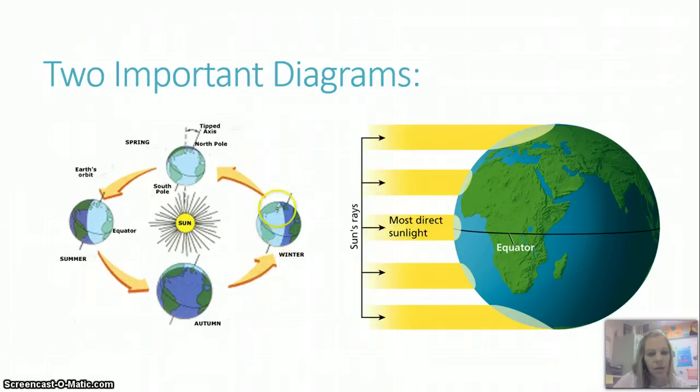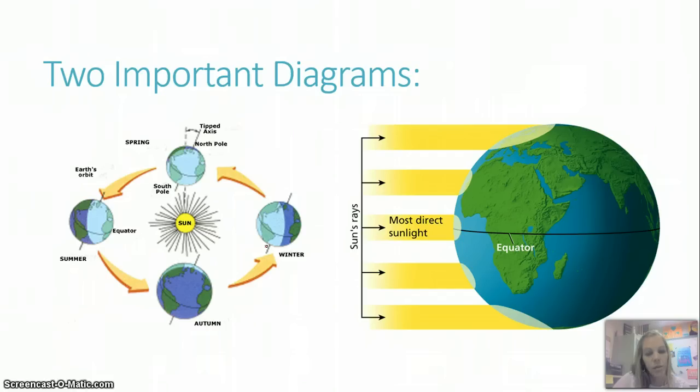And if you look at the tilt of Earth's axis, you can tell that the North Pole is tilted away from the sun. Therefore, as Earth spins right here, the North Pole each day is not going to get direct light due to the tilt of Earth. However, the South Pole is going to be getting some light.